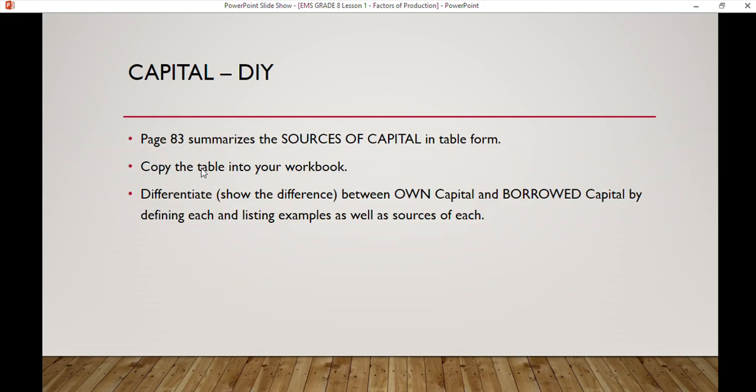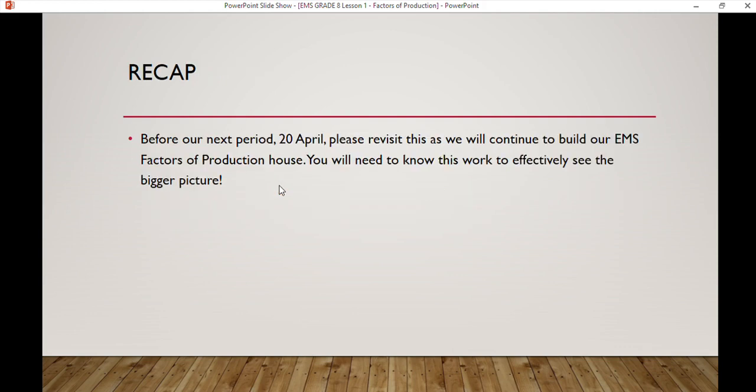Okay, so what I want you to do now is on page 83, there's a summary of sources of capital. I've discussed that earlier, but I want you to copy that table in your workbook, and I want you to differentiate, which means show the difference between own capital and borrowed capital by defining each and listing examples as well as sources of each. And recap.